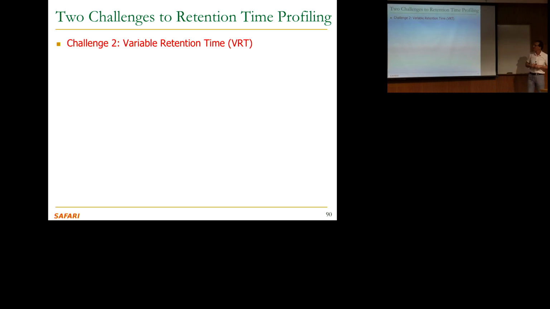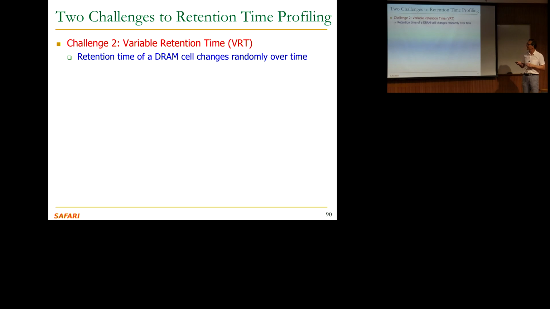The second one is the variable retention time phenomenon. It's a bit harder. It's basically a random process. The retention time of a DRAM cell changes randomly over time. This was discovered more than 30 years ago, first reported by Yeni at IEDM in 1987.